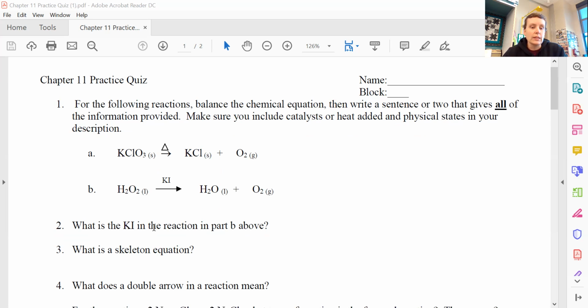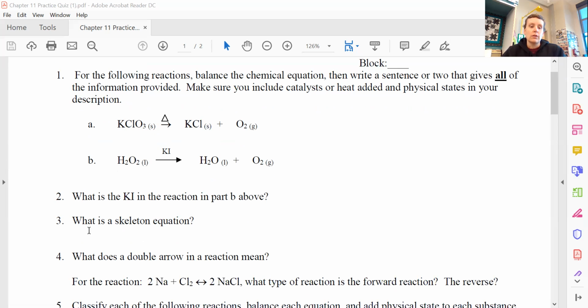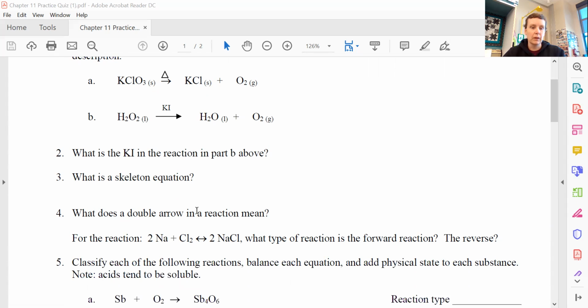Okay, 2, what is KI in the reaction in part B above? This is me just saying, make sure you noticed that, okay? It's a catalyst, and that speeds up a reaction, okay? 3, what is a skeleton equation? It's unbalanced, something that has not been balanced. So these right now are both skeleton equations because they haven't been balanced up here, okay?